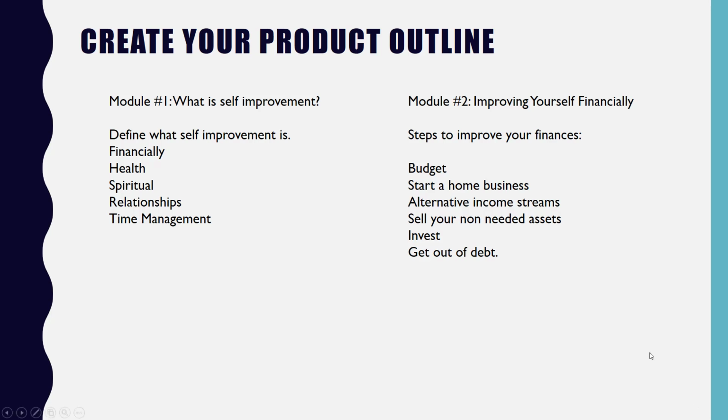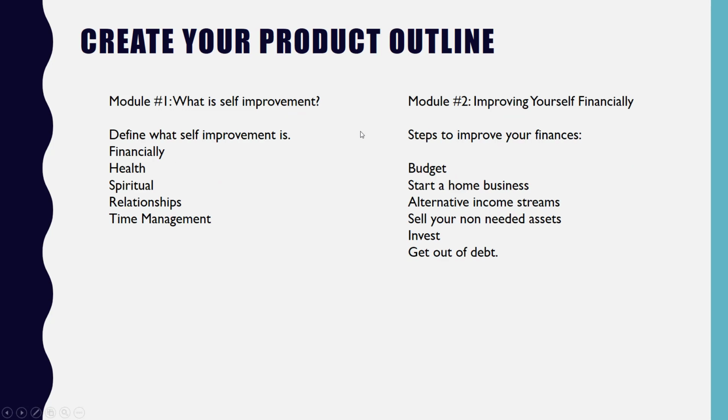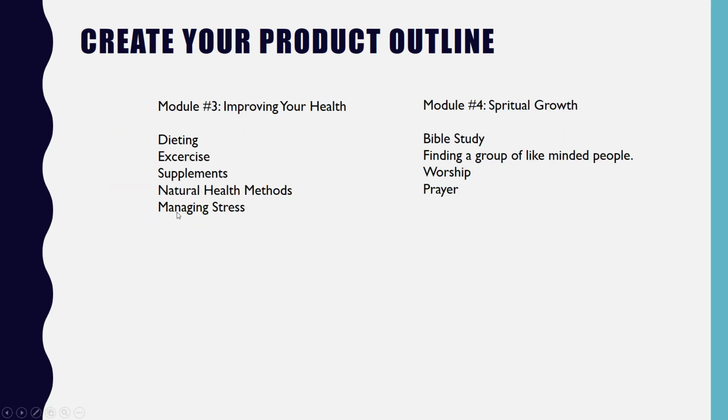So financial, so improving yourself financially, you notice right here that is number 2 in this section. So number 2, and then I actually moved that. That's the main method I'm going to talk about, financial. So then I created that as module 2. Health is my second thing that I'm going to cover, how to improve your health. Then I actually have a whole module all about that.